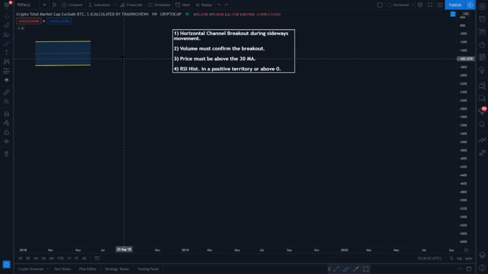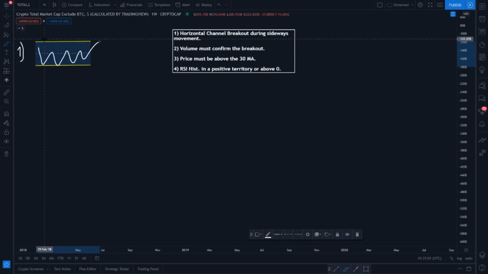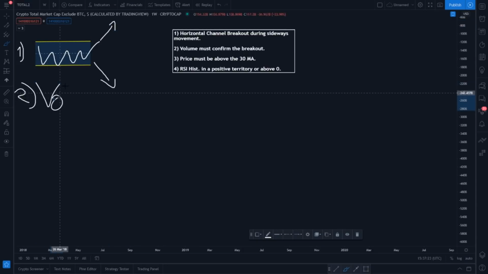This scenario here, what we'll be looking for is a horizontal channel breakout. So the first thing we have to identify is whether the market is heading in a sideways direction or not, and is trapped between the upper line and lower line of this parallel channel, the so-called horizontal channel. The second thing we need is volume, which must confirm the breakout, because this horizontal channel breakout could be to the upside or also to the downside, we know, right? So we need volume confirmation, because it could also turn out to be a fake out.